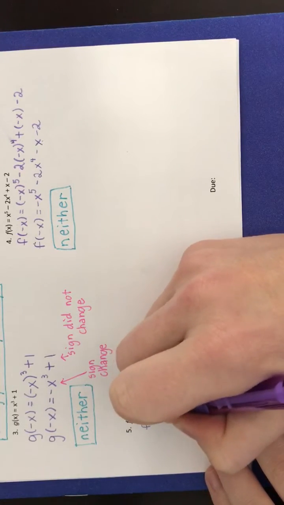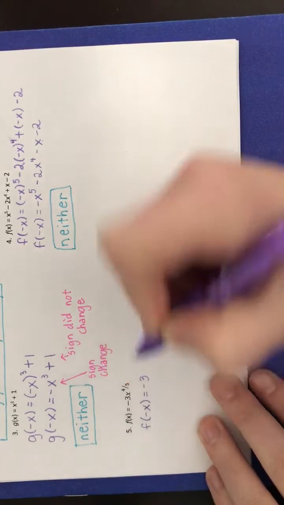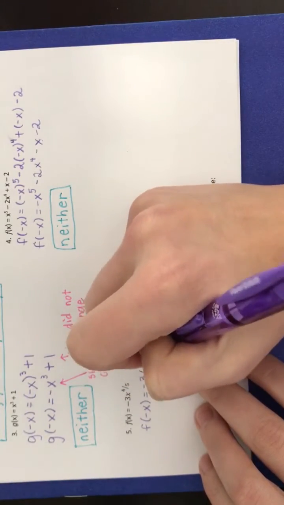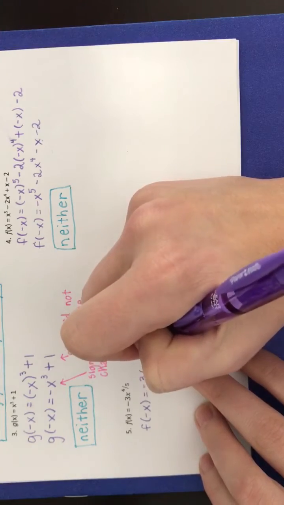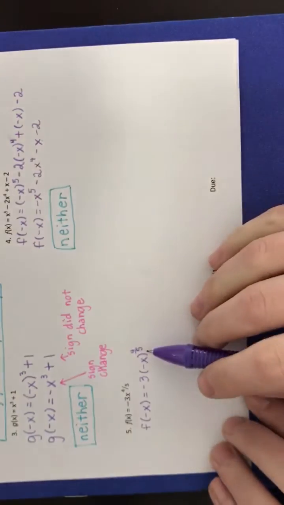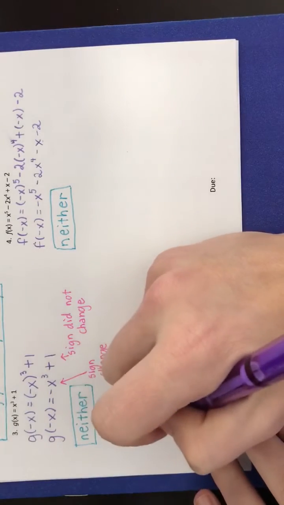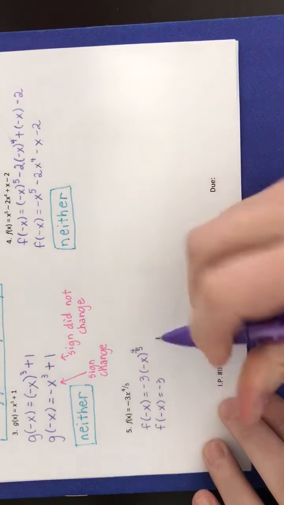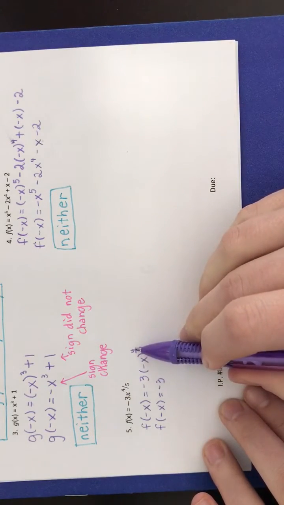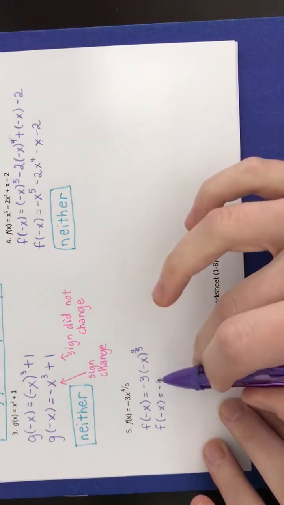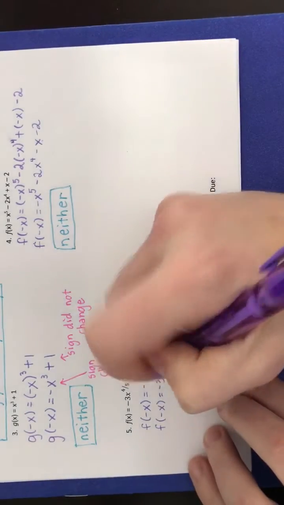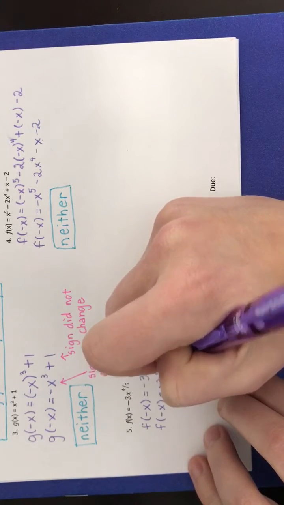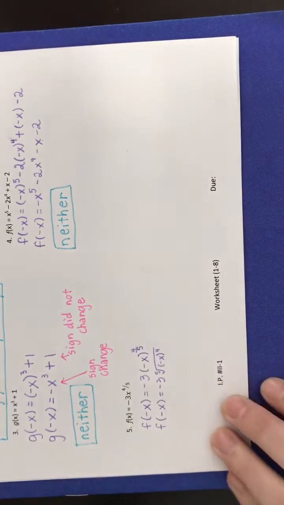F of negative x equals negative 3 negative x raised to the 4/5. Okay, so remember what that 4/5 power means. So I'm going to come down. F of negative x equals negative 3. It's only the negative x that's raised to the 4/5, not the 3. The 3 has its own exponent implied of 1. Okay, so here we're going to have the 5th root of negative x to the 4th.